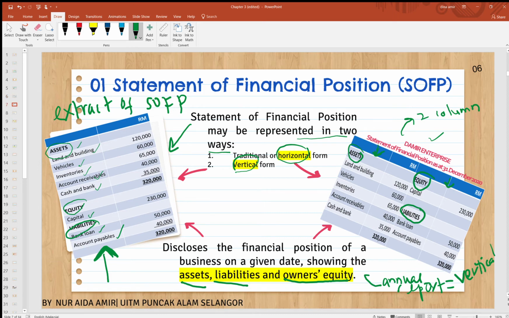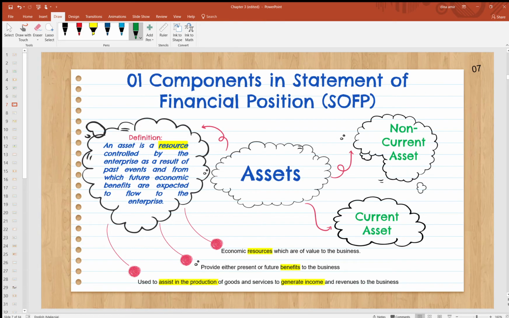Next are the components in the statement of financial position. One of them is asset. The definition of asset is resources: resources controlled by the enterprise as a result of past events and from which future economic benefits are expected to flow to the enterprise. I will extract all of these words. It is an economic resource, which will give value to the business.